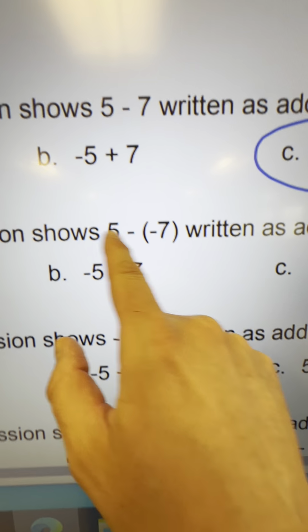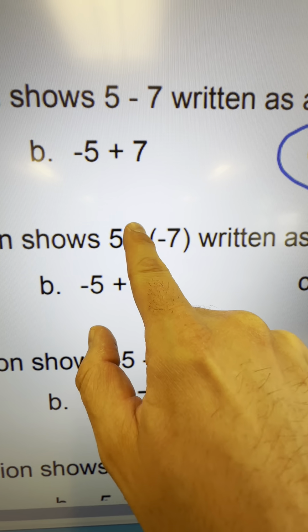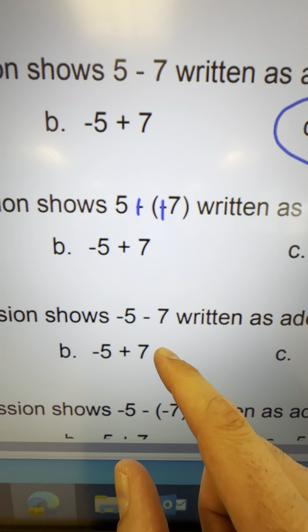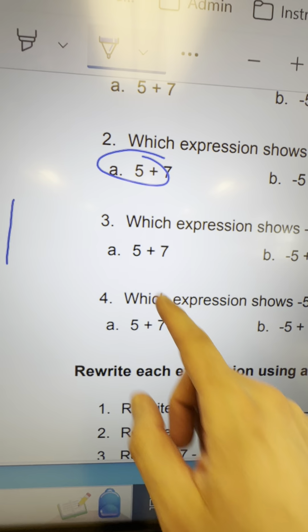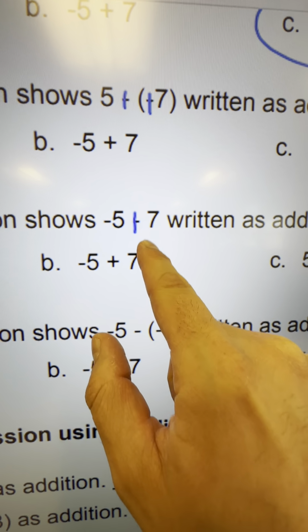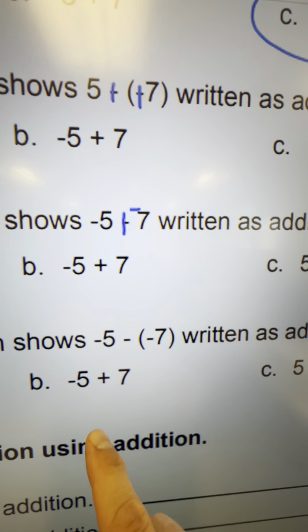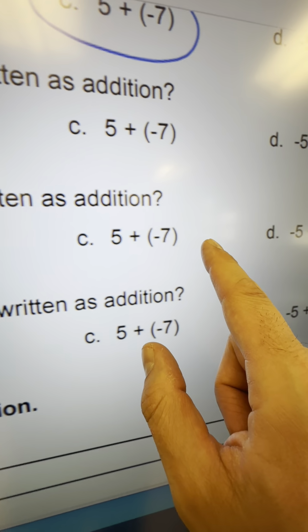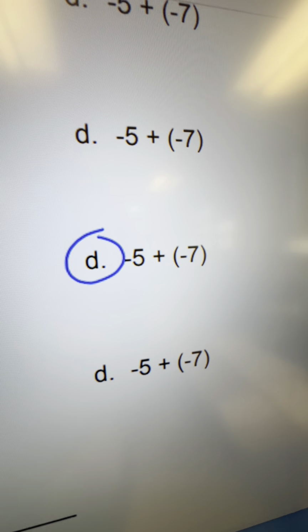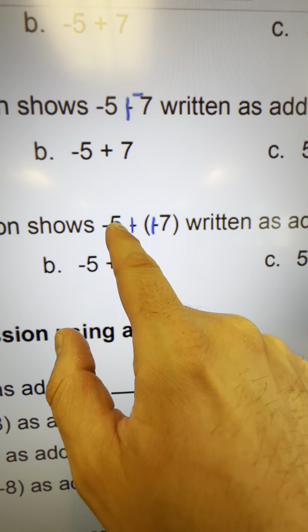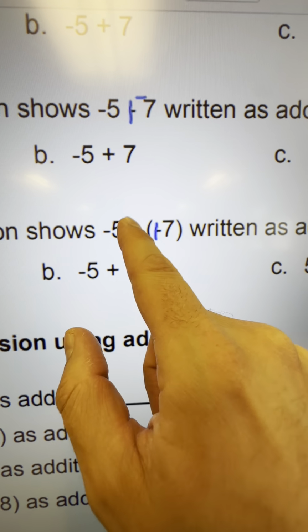All right, example 2, same thing, write it as addition. So keep this, change this, change this. So 5 minus negative 7 is the same as 5 plus positive 7, which would be letter A for this one. All right, example 3, write this one as addition. So I keep this, change this, and change this. So this becomes negative 7. Negative 5 plus negative 7. So this one would be letter D. In the fourth example, keep, change, change. So negative 5 minus negative 7 is the same as negative 5 plus positive 7. Negative 5 plus positive 7 would be letter B.